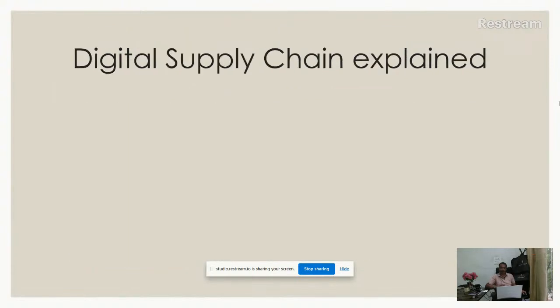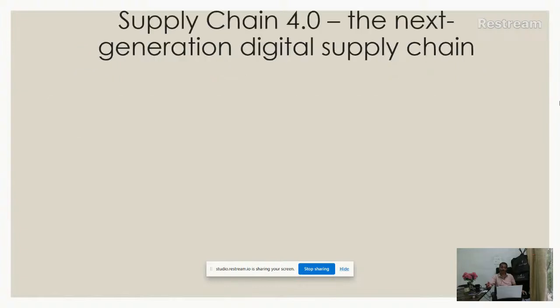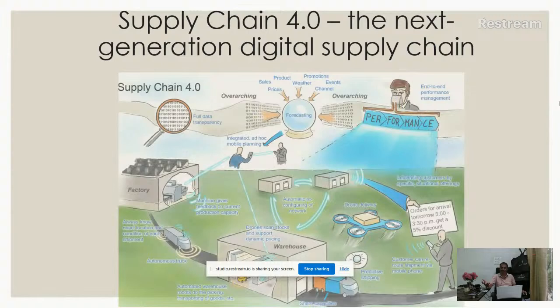Okay. So digital supply chain is fully integrating supply chain management technology, starting from demand planning, asset management, warehouse management, transportation, logistics, procurement, and order fulfillment. So the entire activity performed within and outside the organization ensures the product is delivered to the customer on time. In this aspect, industrialists keep talking about Industry 4.0, and accordingly Supply Chain 4.0 is the next generation.